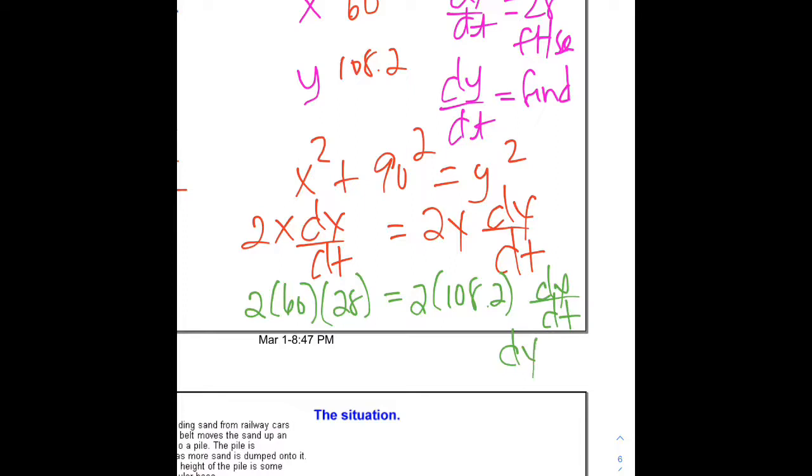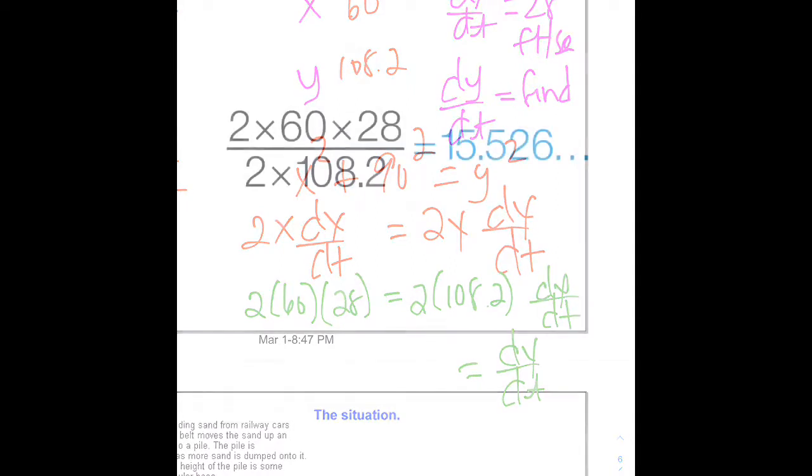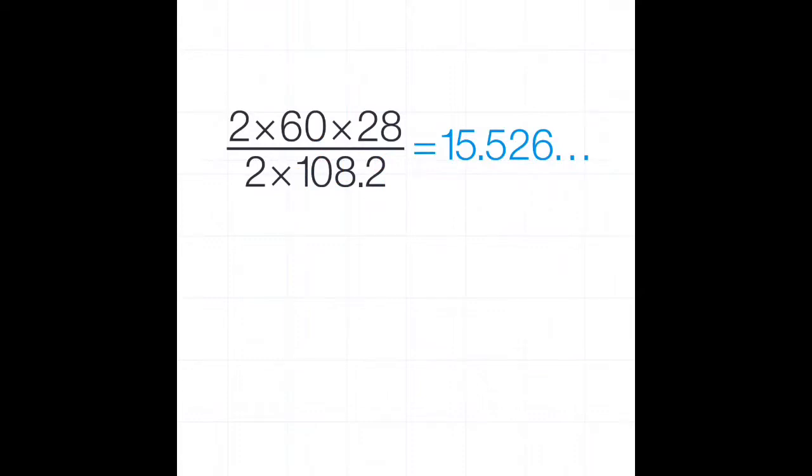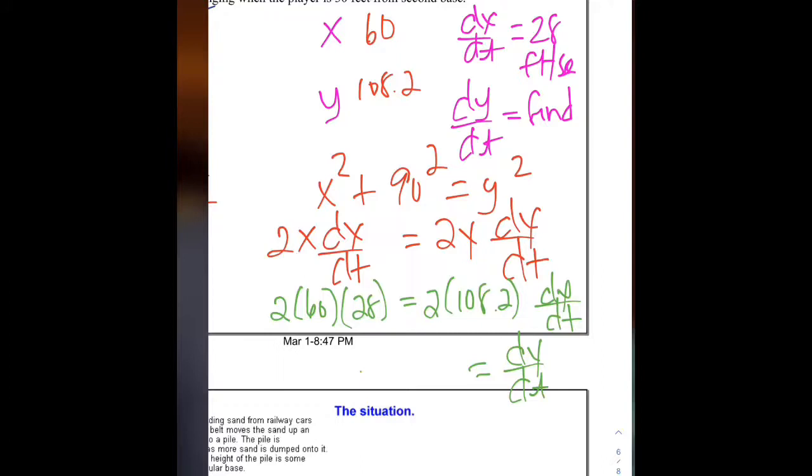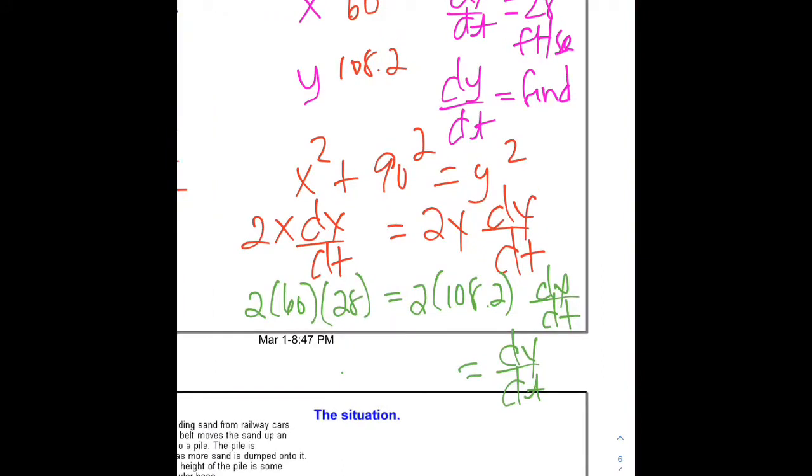So dy/dt, the rate of change of the player from home plate. So when I take 2 times 60 times 28, all over 2 times 108.2, I end up with 15.5. So what does this tell me? It tells me that the rate of change of the runner from home when he's 28 feet past first base is 15.5 feet per second.